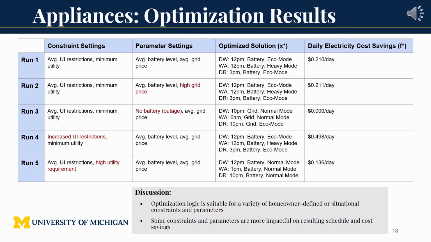So this slide shows the optimization result across different scenarios and how changes in constraints or parameters affect the cost savings. For round 2, even though the grid price goes up, the optimized solution doesn't really change. That's because the higher price mainly affects the case without the battery, where you'd already shift the schedule to reduce grid usage, so the overall savings stay pretty similar. For round 3, we assume the battery is not available. In that case, everything runs on the grid, so both scenarios end up the same, and there's no cost savings.